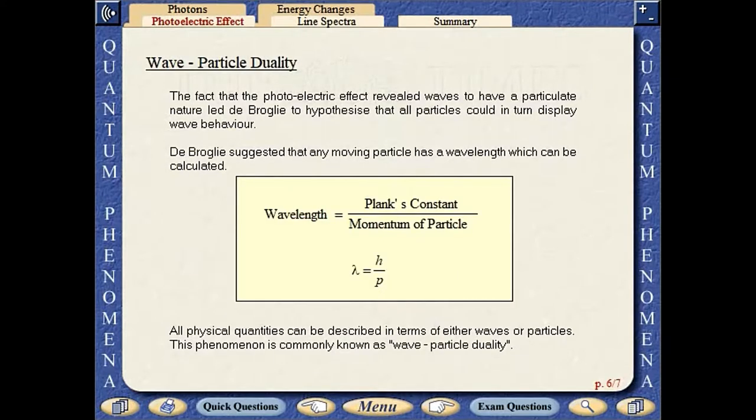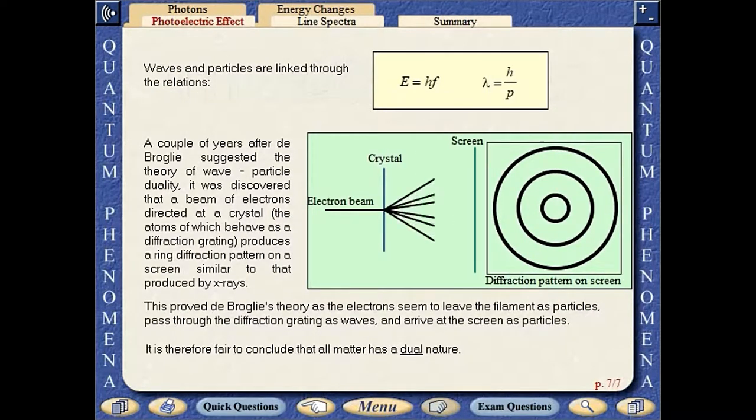The fact that the photoelectric effect revealed waves to have a particulate nature led de Broglie to hypothesize that all particles could in turn display wave behavior. De Broglie suggested that any moving particle has a wavelength which can be calculated. All physical quantities can be described in terms of either waves or particles. This phenomenon is commonly known as wave-particle duality. Waves and particles are linked through the relations E = hf and λ = h/p.